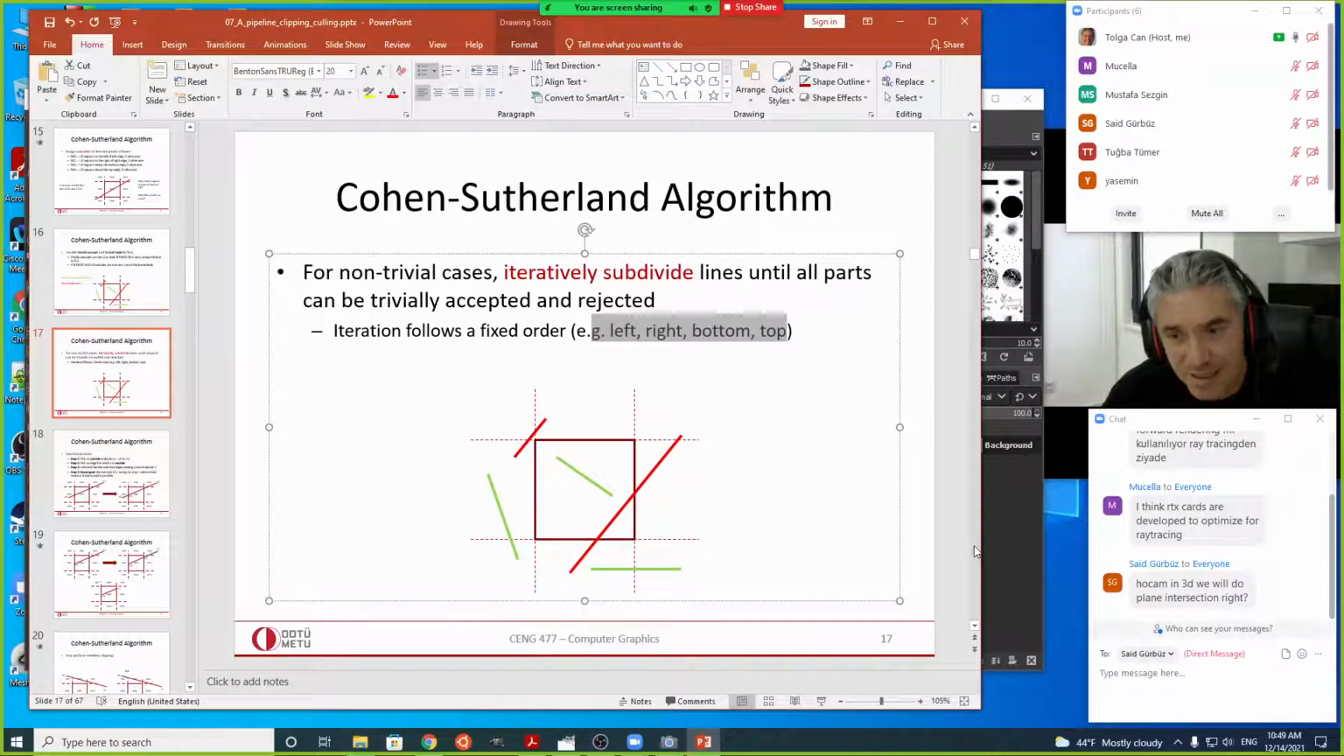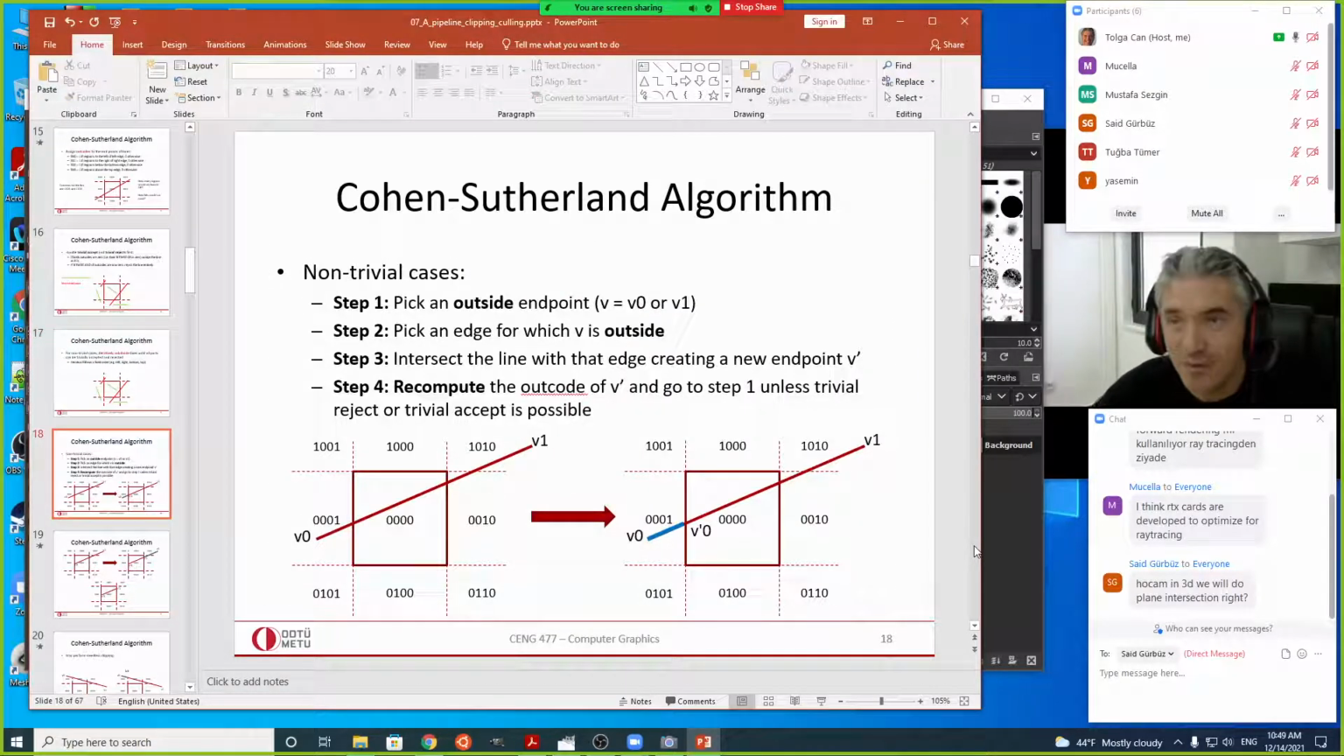So it's not that critical, okay? You don't need to follow this algorithm to the letter. There may be different implementations of that in different places. Just know that if there are non-trivial cases, there is some iterative process going on in which we try to clip the line iteratively by each clipping plane one by one until the line is trivially accepted or trivially rejected.